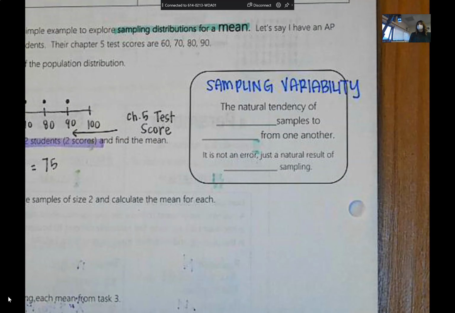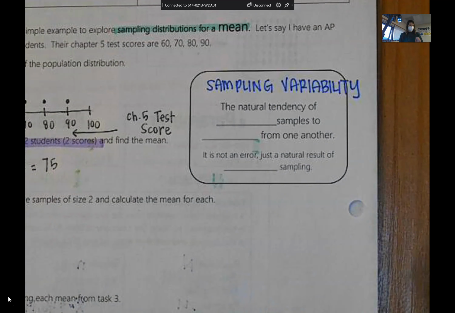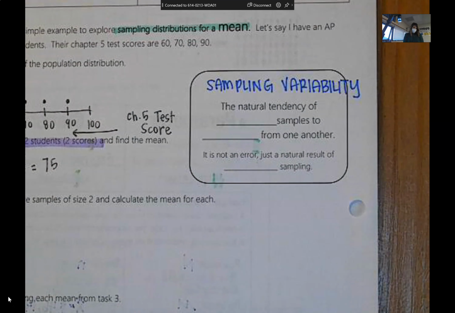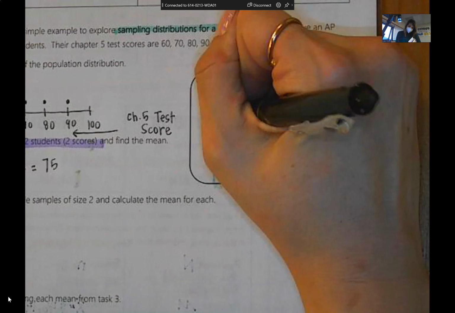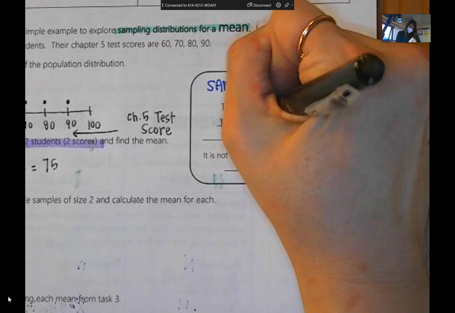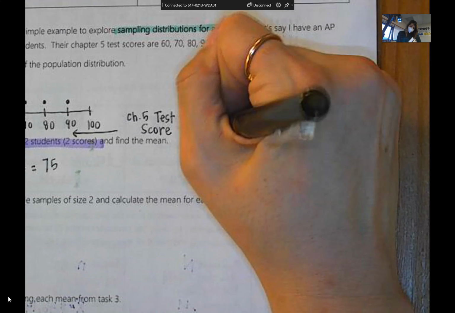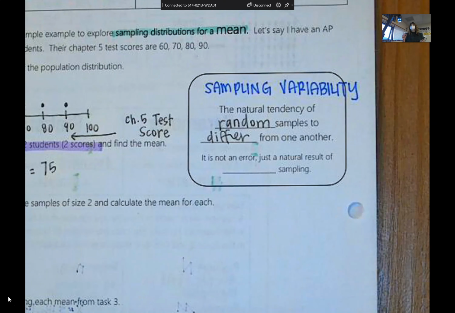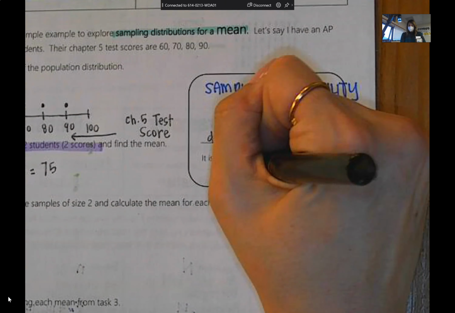So this is the natural tendency of random samples to differ from one another. It is not an error. It's just a natural result of random sampling.